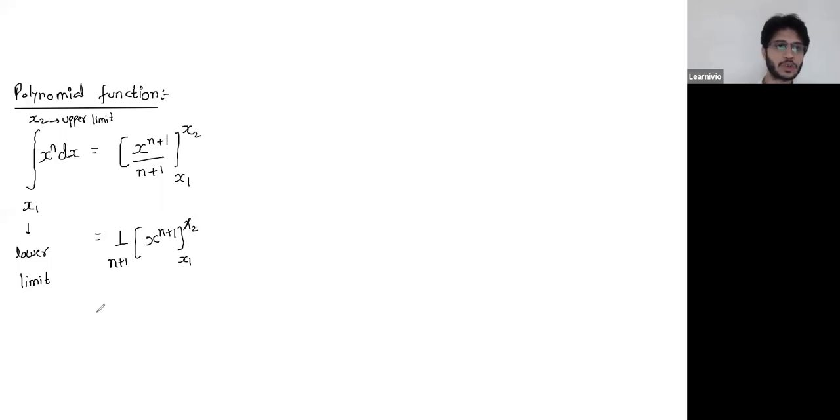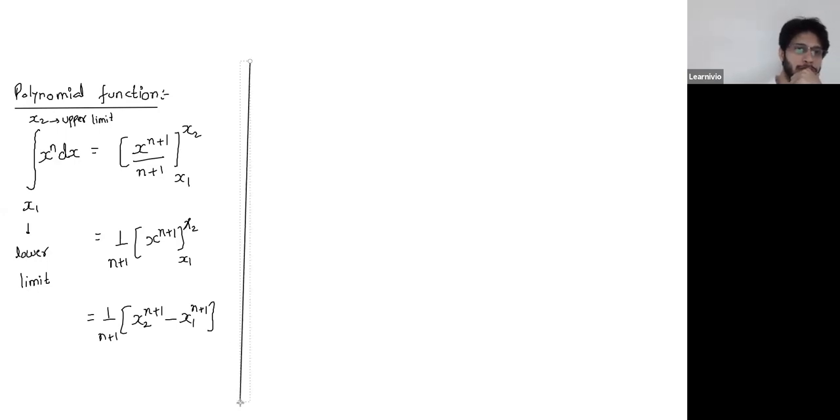The next step is to substitute limits. It's 1 by n plus 1. Just start substituting limits. Instead of x, substitute x2 to the power n plus 1, minus, instead of x, substitute x1, so it's x1 to the power n plus 1. So that's limit substitution. So it's 1 by n plus 1 times x2 to the power n plus 1 minus x1 to the power n plus 1.